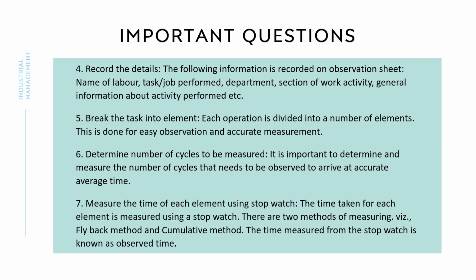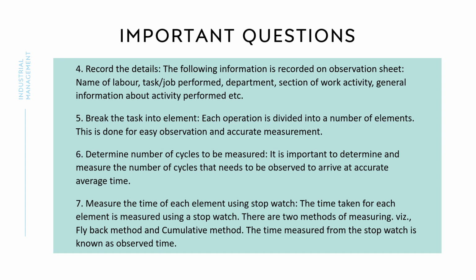5. Break the task into elements. Each operation is divided into a number of elements. This is done for easy observation and accurate measurement. 6. Determine number of cycles to be measured. It is important to determine and measure the number of cycles that needs to be observed to arrive at accurate average time.